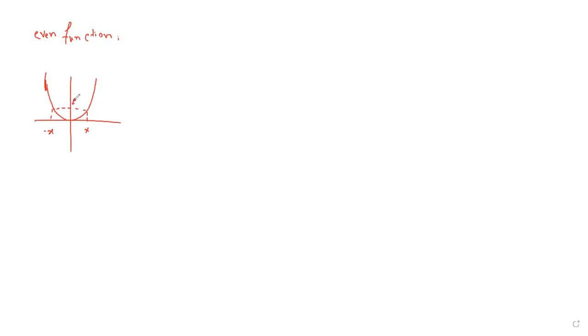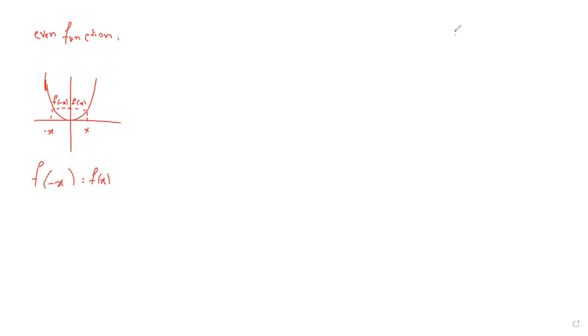This is f of x. This point and this point is f of negative x. X and negative x have the same y. So I can say f of negative x equals f of x. This is the algebraic proof for when a question is given. You can use this to prove whether the function is even or not.